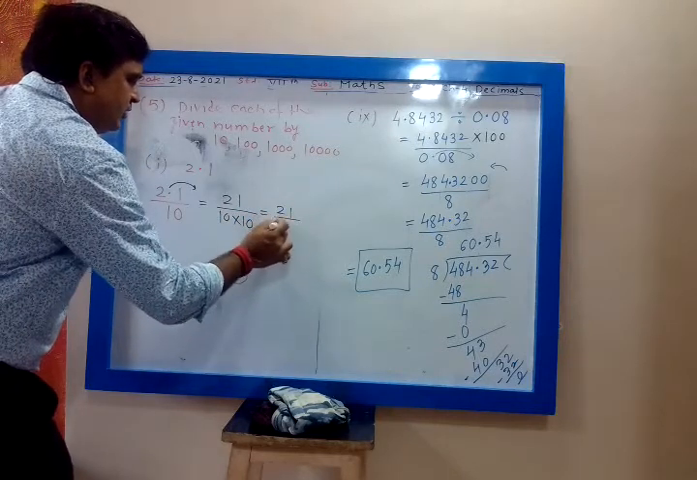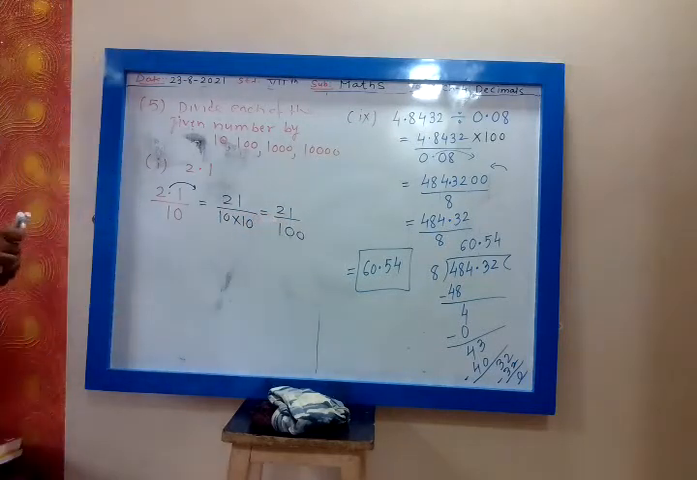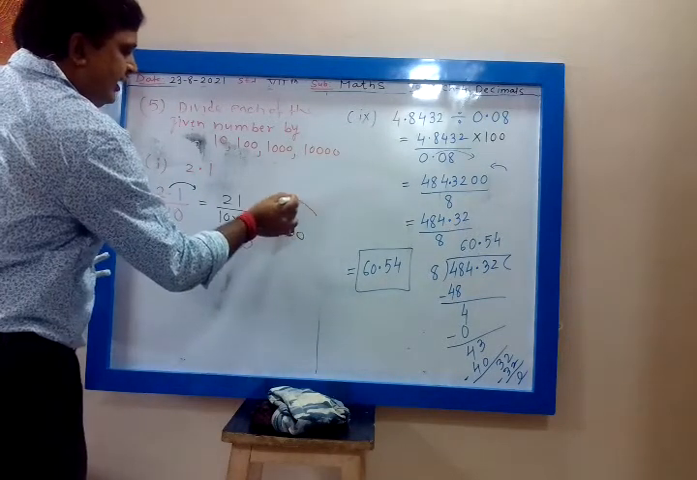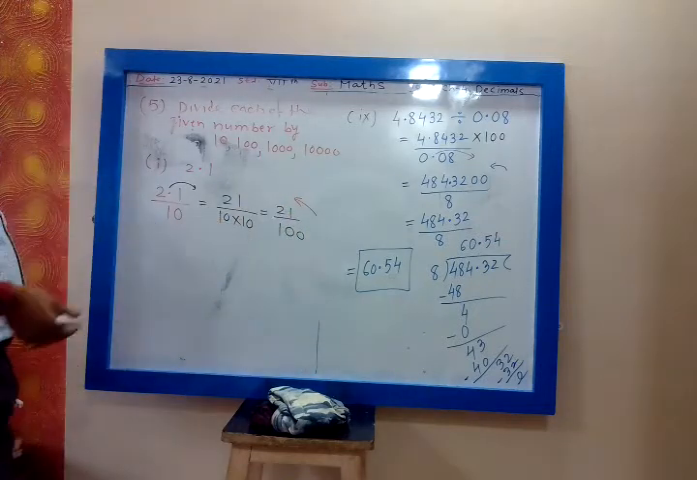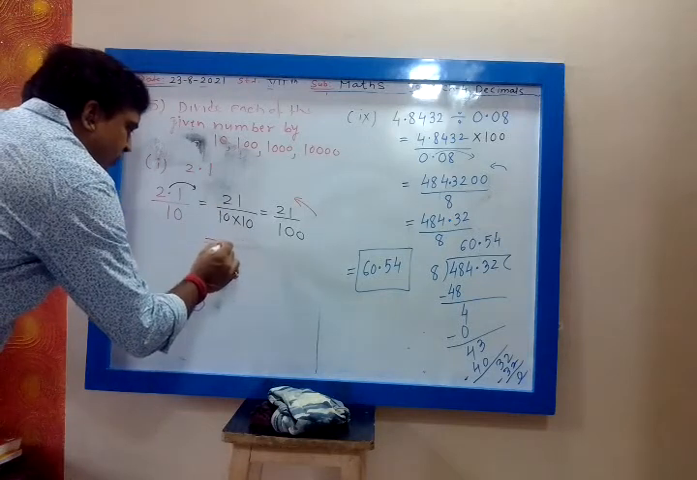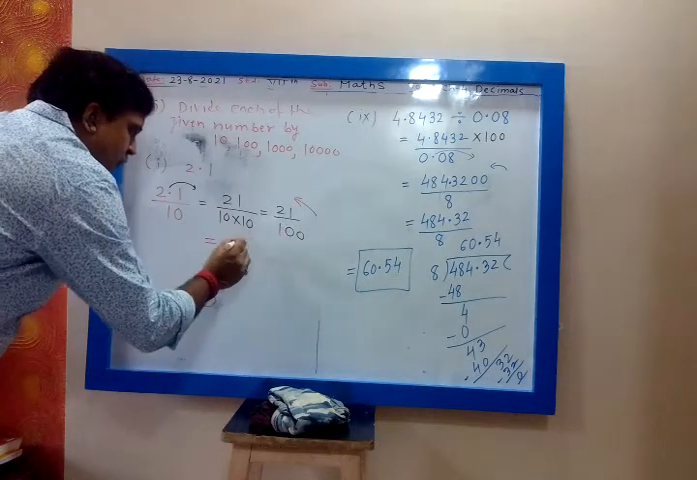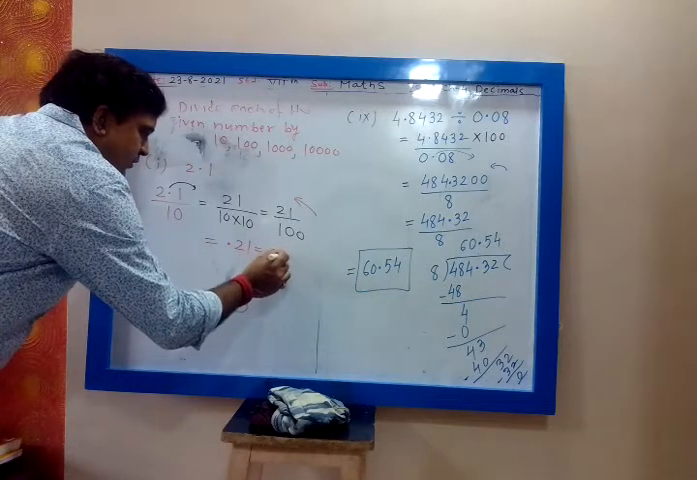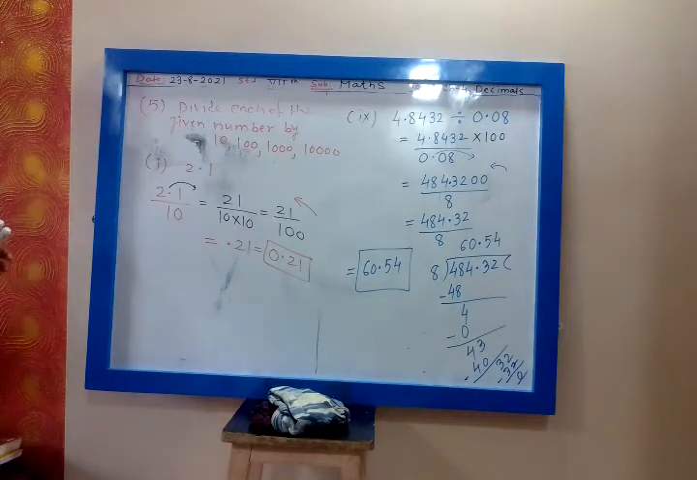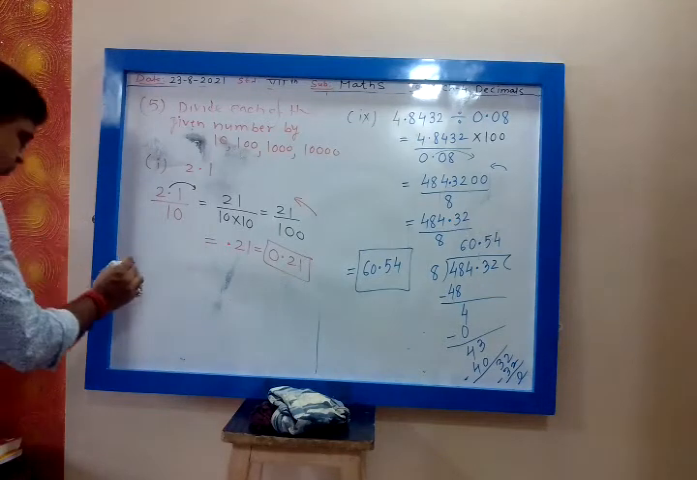21 upon 100. Now you have to place the decimal. So move from right. How many zeros are there? 2 zeros. So move from right and place the decimal after 2 digits. So that is 0.21. Okay. So are you following this? Is it clear? Now let us divide 2.1 by 100.